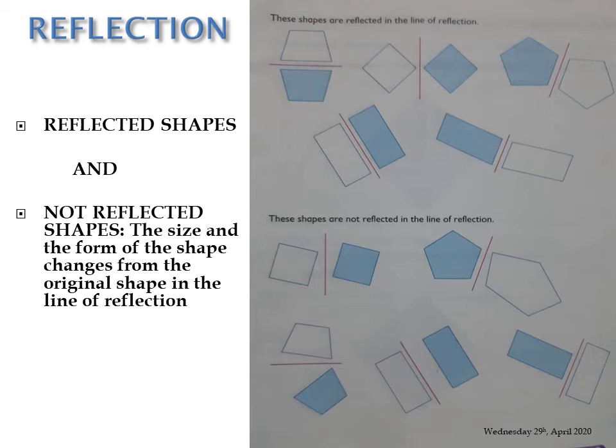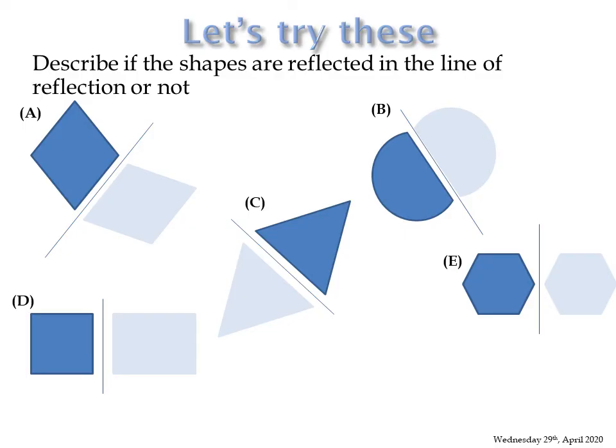The last rectangle also has changed shape. It has changed its form. It's still a rectangle, but it has moved from being horizontal to being vertical. So we can't say they reflected well on the line of reflection. Now let's try this one. We're going to describe if these shapes are reflected in the line of reflection. Now take a quick look at the shapes and study them carefully.